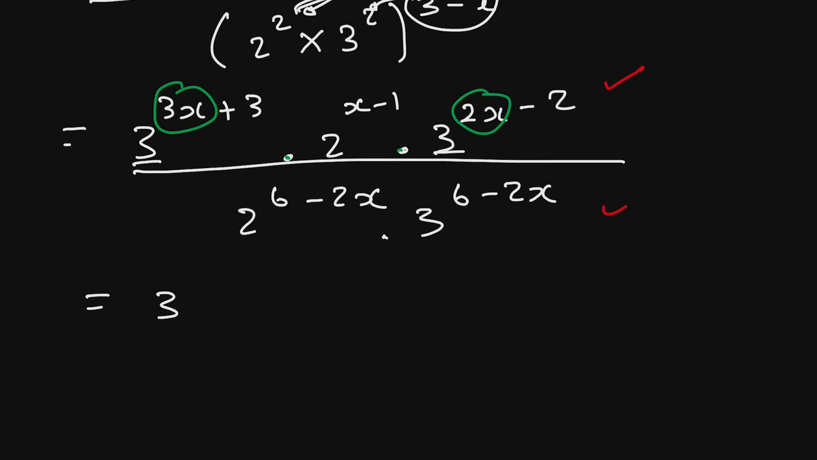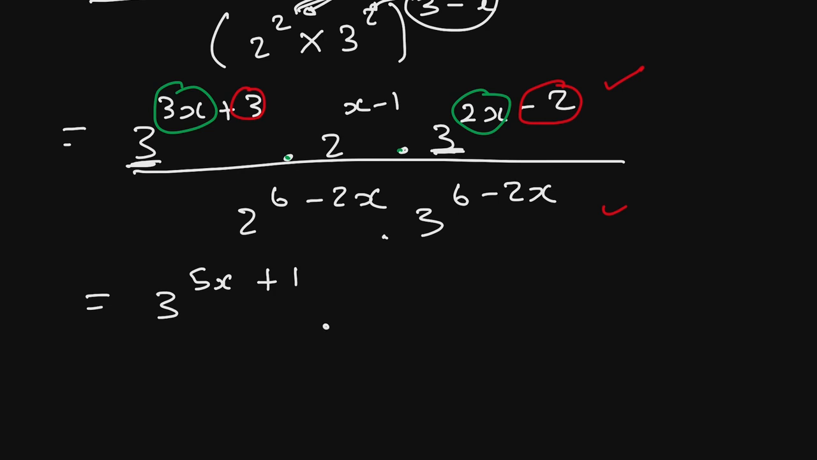3x plus 2x, so that's going to give us 5x. And therefore, we are going to have 3 plus negative 2. So 3 plus negative 2 is going to give us positive 1. So that means we have multiplied these two bases of 3 by adding their exponents.